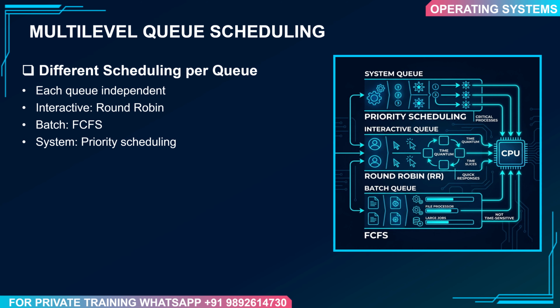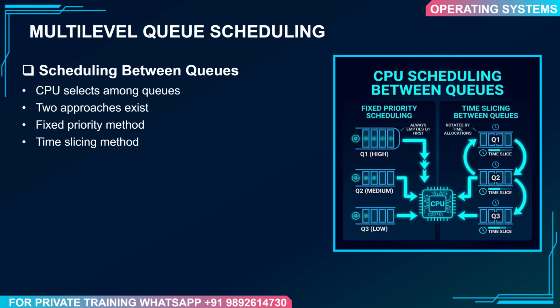Each queue is treated separately, and each can use a different scheduling algorithm. For instance, the interactive queue might use round robin so that users get quick responses. The batch queue might use FCFS since those jobs are not time sensitive. The system queue might use priority scheduling to ensure critical processes run immediately. But how does the CPU decide which queue to serve first? This is where scheduling between queues comes into play.